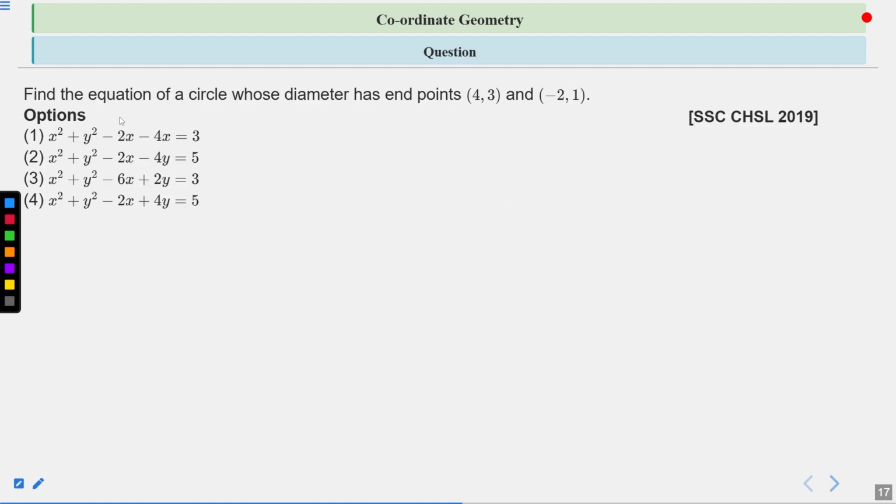Find the equation of a circle whose diameter has endpoints 4, 3 and minus 2, 1. This question was asked in the SSC CHSL exam in 2019. There are four options. First one is x square plus y square minus 2x minus 4x equals 3. Second is x square plus y square minus 2x minus 4y equals 5. Third one is x square plus y square minus 6x plus 2y equals 3. And the fourth one is x square plus y square minus 2x plus 4y equals 5. Now you have 10 seconds to solve this question. Your time starts now.